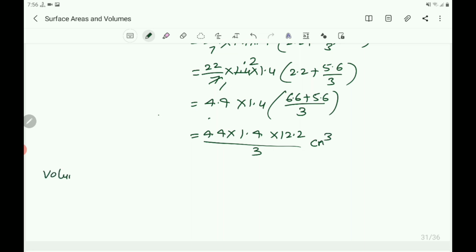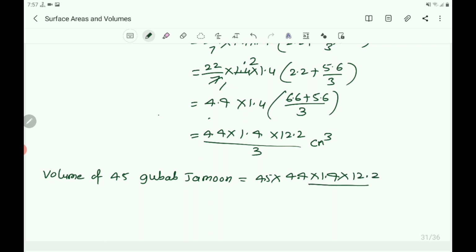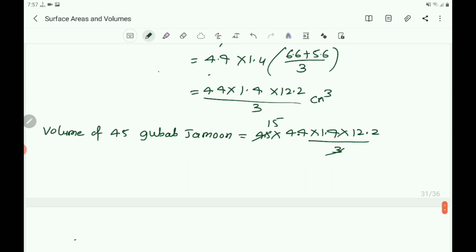Next, volume of 45 gulab jamuns equals 45 into 4.4 into 1.4 into 12.2 by 3. So 3 ones are 3, 3 15s are 45. Now you multiply 15 into 4.4. 44 into 15. 15 4s are 60, 60 plus 6, 66. So it becomes 66.0.